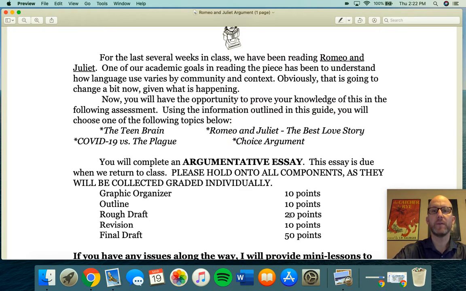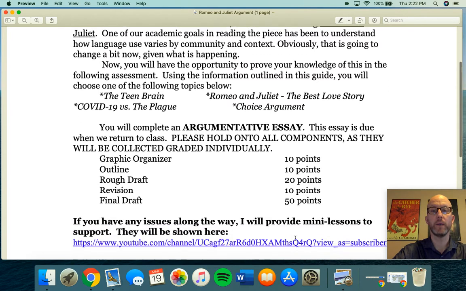The rough draft is 20 points. That's something that you have to construct, revise for 10 points. I'll keep a record of your revisions when you bring it back to me afterwards. And then finally, the final draft is another thing that should be worth 50 points. You can do the math on there and find out that this is a total of 100 points.